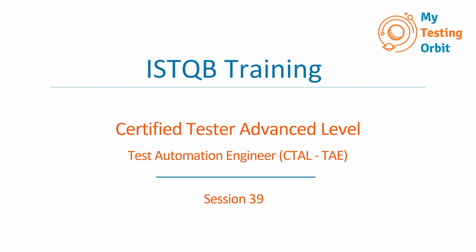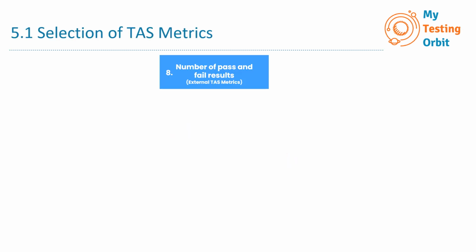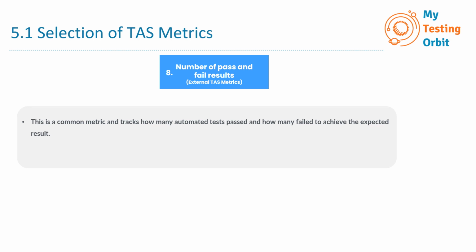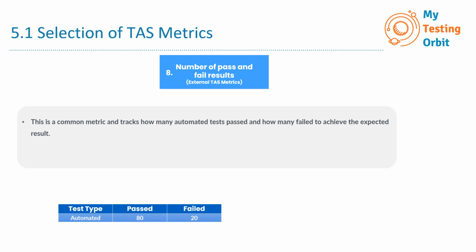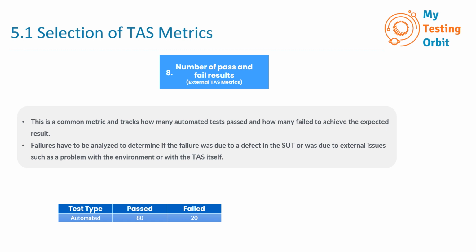Let's continue with our external TAS metrics. Let's start today's session with metric number 8, number of pass and fail results. This is a common metric and tracks how many automated tests passed and how many failed to achieve the expected result. It's a standard way to measure how well your tests are doing and identify areas that might need attention or improvement. Then the next point is failures have to be analyzed to determine if the failure was due to a defect in the SUT or was due to external issues such as a problem with the environment or with the TAS itself.